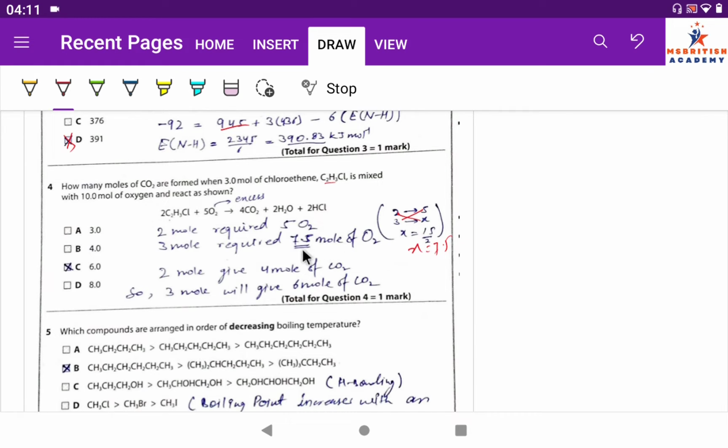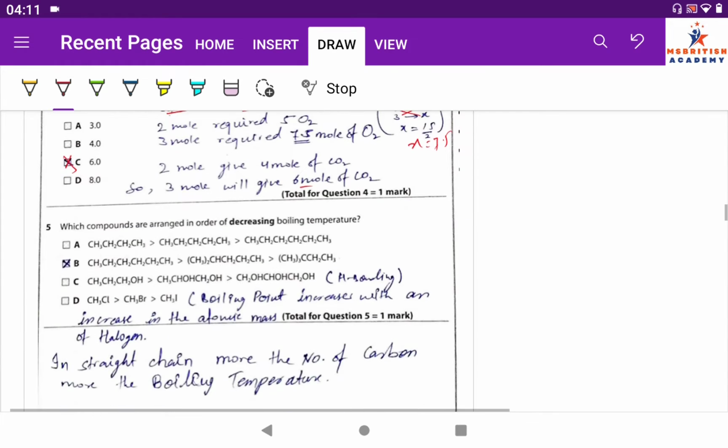So 7.5 moles of oxygen is required, and it is given 10. So oxygen is in excess and chloroethene is in lesser quantity, so we will directly compare with this. So 2 moles require 4 moles of carbon dioxide. Now 3 moles will require 6 moles. So you can see C is the correct answer.